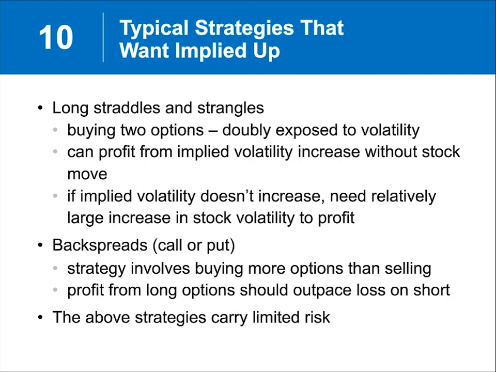Now, backspreads, either call or put backspreads, involve buying more options than we're selling. So we have more on the long side. So we want that increase in volatility so that those long options increase, and the short options will hurt us a little bit, but it won't hurt us as much because we have more on the long side than on the short side.